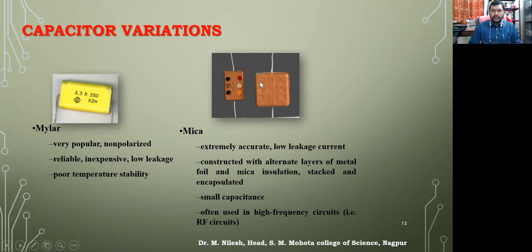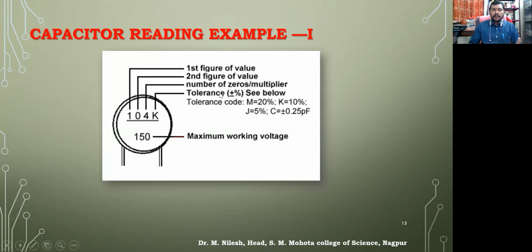These are called mica capacitors. So mica is placed in between the two plates, and it forms the mica capacitor. They are accurate, they have low leakage current, and these are small capacitors. Still, they don't have any polarity. So these are some sorts of capacitors. Then, yeah, how to calculate the capacitance? Basically, a ceramic capacitor. So whenever we have a ceramic capacitor, you will have these sorts of numbers written over there.